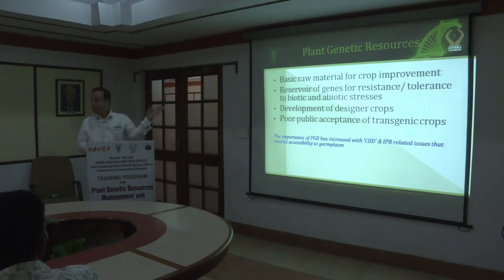In the present regime of transgenic crops, you can have designer crops, crops of your willingness, what genotype, what phenotype that crop has to be. You can design as per your whims and fancies. And given the poor acceptance of these transgenic crops in the present era, plant genetic resources find even more valuable place today.